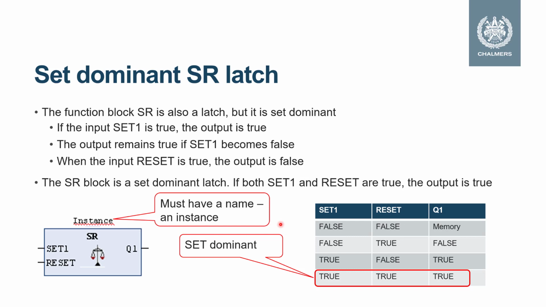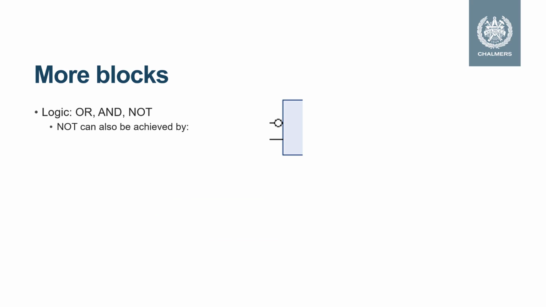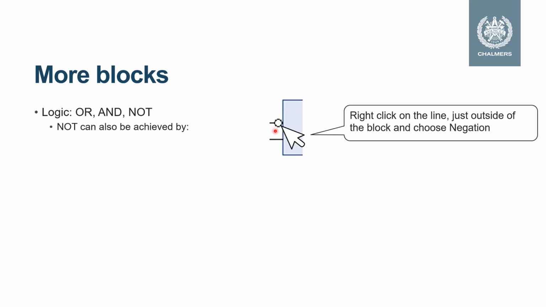I will use those function blocks in an example in CODESYS in the next film, but for that film we will need some more blocks. We will need to have some pure logic. Those blocks are called OR and NOT. We also have XOR. NOT can also be achieved as a circle on the input or the output of a block. We can make that by right-clicking on the line here just outside of the block, and then we can choose negation. And then, of course, we have the set reset latches, RS and SR. We also have timers. I will show them in the next film.